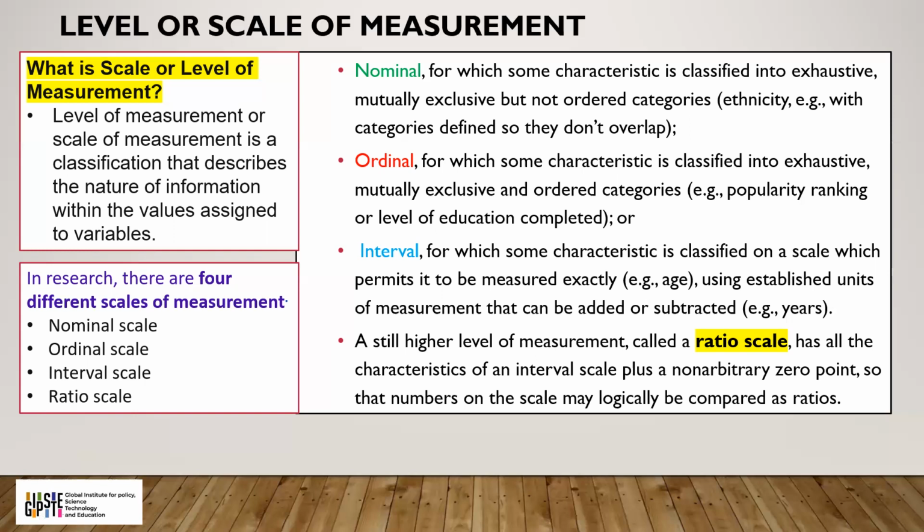The next one is interval, for which some characteristics are classified on a scale which permits them to be measured exactly. For example, you have age, using an established unit of measurement that can be added or subtracted in terms of the units, such as years. So if we talk about age, we can measure it in years. Then we have the next level, a higher level, called the ratio scale. It has all the characteristics of the interval scale plus a non-arbitrary 0 point, so that numbers on the scale may logically be compared as ratios. All right, let's take note of that.